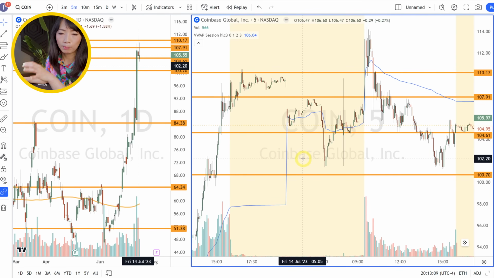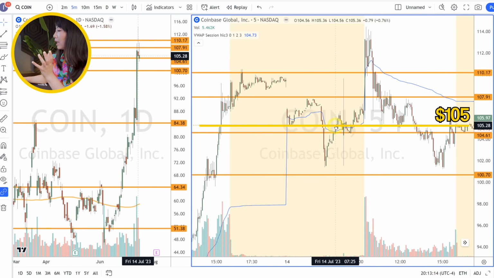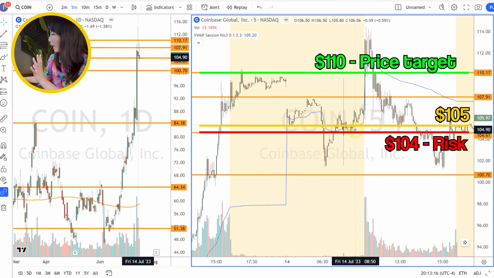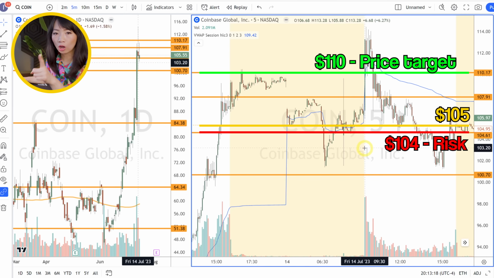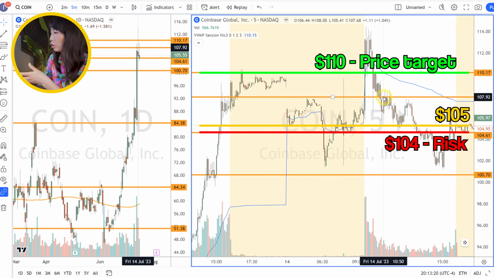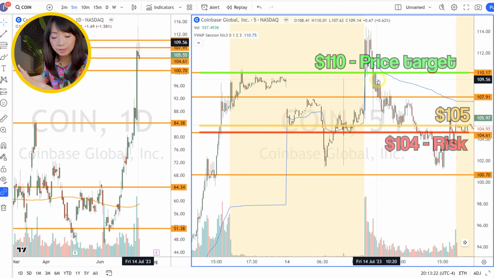Now where can my profit target get me? Obviously, the perfect price target would be the daily resistance of 110s. So in this case, that means if I get in around 105s, risk 104s, $1 per share, I can get potentially $5 out of that trade. So the risk reward would be 1 to 5.